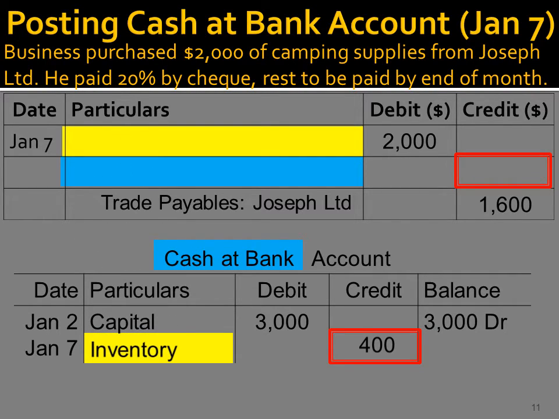If you are thinking between inventory and trade payables account, you would notice that since we have credited the cash at bank account, in the particulars column, it has to be an account that we are debiting, because for each transaction there can be at most or at least one account that we debit and another account that we credit. If we put Trade Payables Joseph Limited here, what it means is we have credited both of those accounts, and we would have already violated the rule of recording.